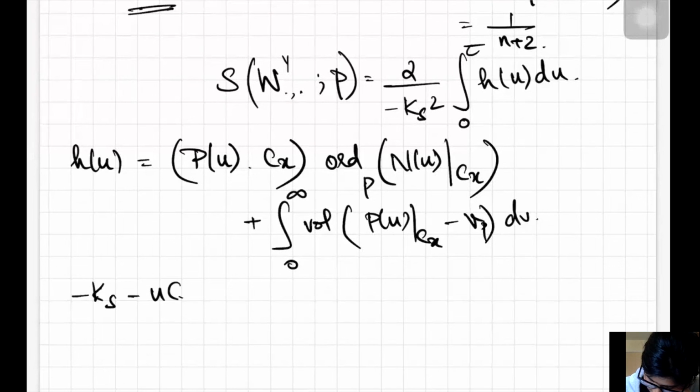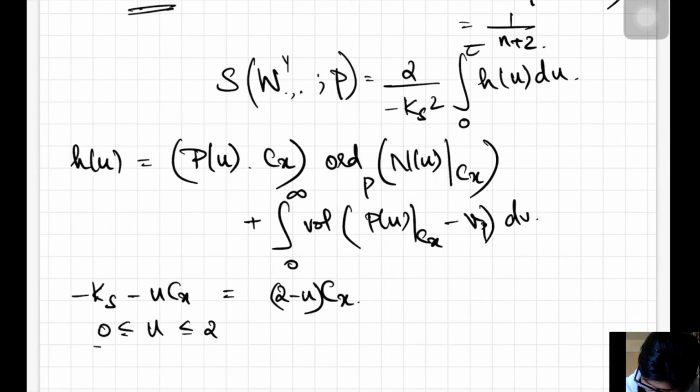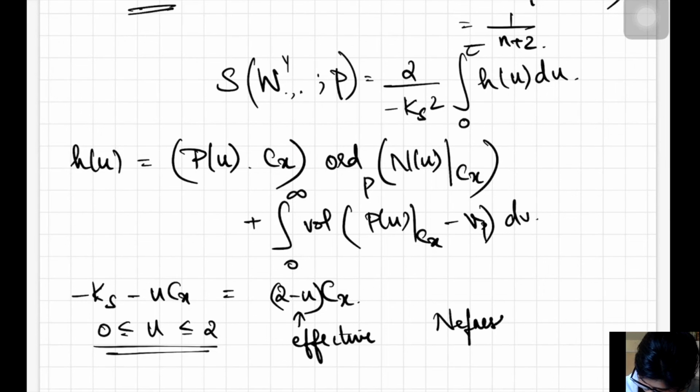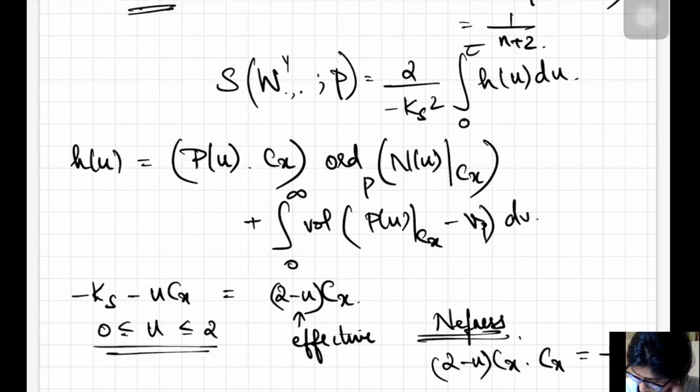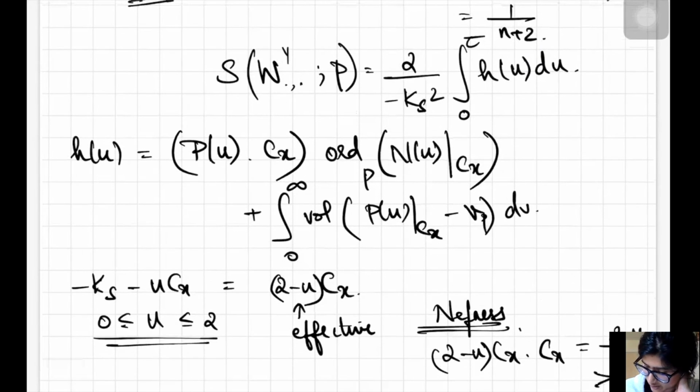So let's look at the divisor. This is 2 minus u Cx, and we're looking at u only from 0 to 2. So this divisor is effective. When you want to check nefness of this divisor, it's enough to just intersect it with the curve itself. So 2 minus u Cx dot Cx is just 2 minus u over n plus 2, because we already knew what Cx squared was, and this is always greater than 0. And so we know that my divisor is already nef.